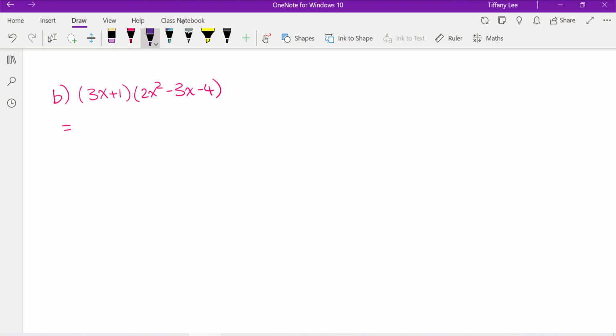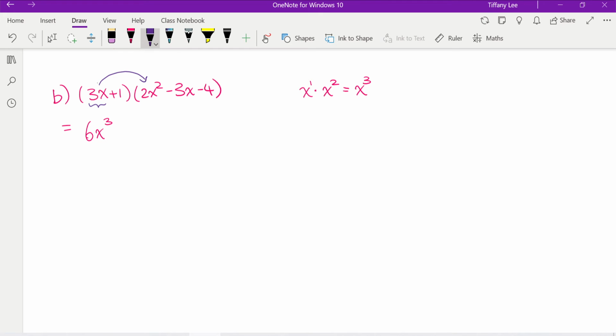So we're going to take a look at this first term here, 3x, and we're going to multiply that in. So we have 3x times 2x squared, which will equal 6x cubed, right? X times x squared. You have to apply your exponent laws, right? So you can think of that as x to the power of 1 times x to the power of 2. That's x to the power of 3. You add your exponents here.